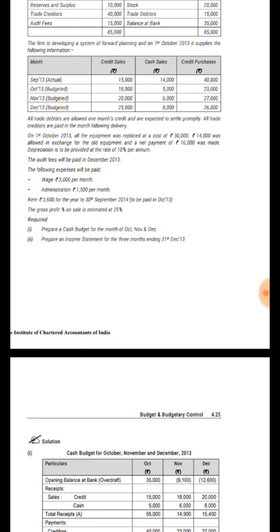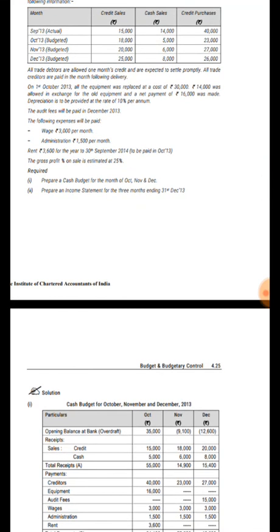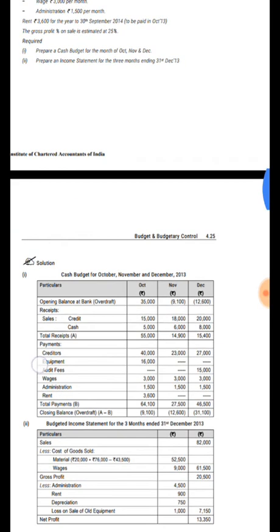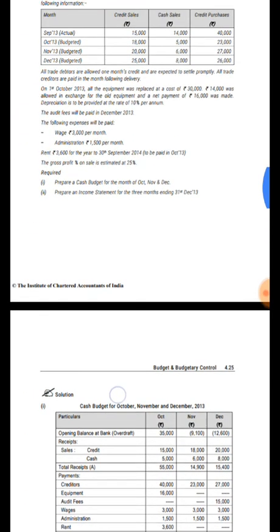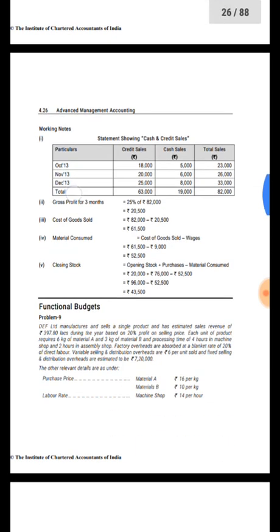Okay, required is a cash budget for the months of October, November and December, and we have to prepare an income statement for 3 months ending 31st December 2013. So see, first let's find out the cash realized and total cash sales, including cash realization from the debtors and also the cash payment for credit purchases. Okay, so see the working statement showing cash and credit.